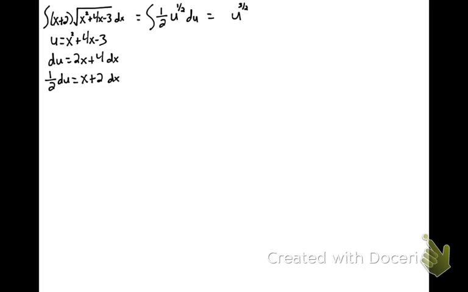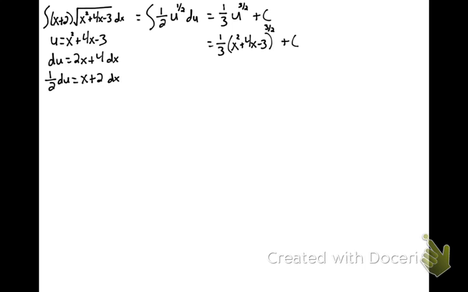2/3 times the leading coefficient 1/2 is 1/3. So 1/3 u to the 3/2 plus c, and converting back to x, 1/3 times x squared plus 4x minus 3 to the 3/2 power plus c.